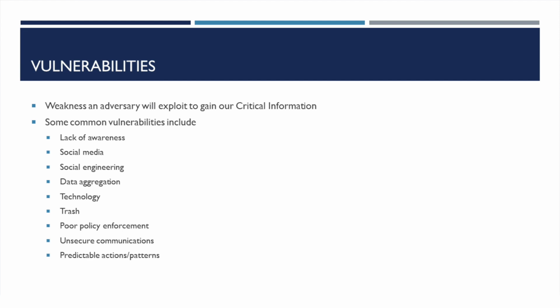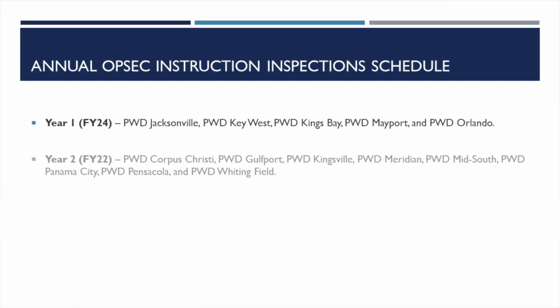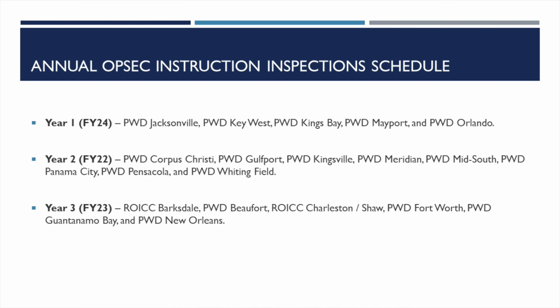predictable actions and patterns. Never forget that as a member of the NAVFAC Southeast team, you are responsible for maintaining operational security. To ensure this happens, the FEC conducts annual OPSEC instruction inspections every 3 years for each PWD. Look for your PWD in the schedule here. In addition to this brief, OPSEC training is an annual requirement which will provide a broader picture of the OPSEC program and more examples. As a NAVFAC Southeast employee, it is important that you understand your responsibility as outlined in the NAVFAC Southeast Instruction 3070.2.